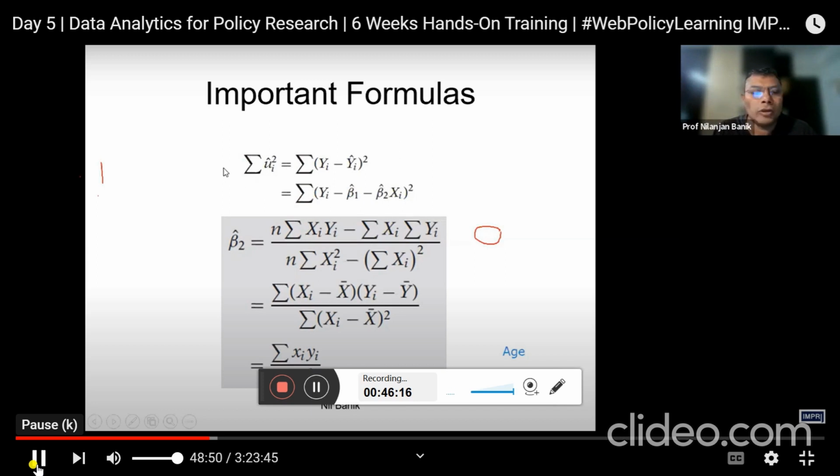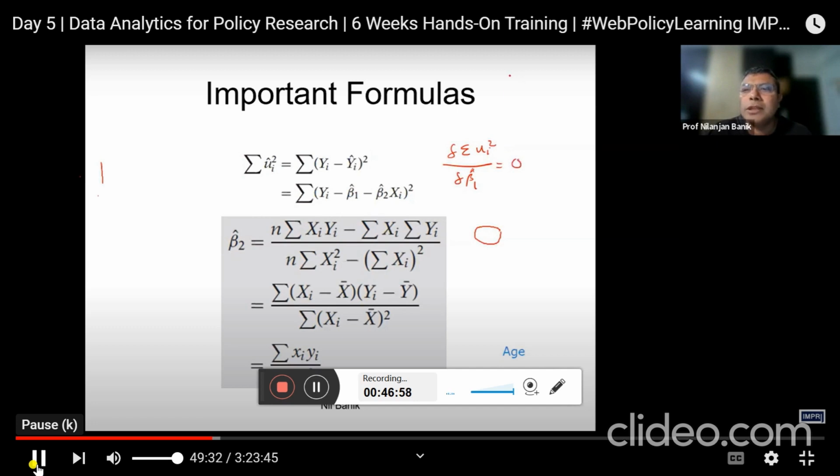So unfortunately, I cannot do mathematics over here too much, because the idea is to showcase using the data. But for those of you who are more interested, if I take the differentiation of u_i squared with respect to beta 1 hat, what I get is, this 2 will come in the front. And of course, this will be equal to 0.